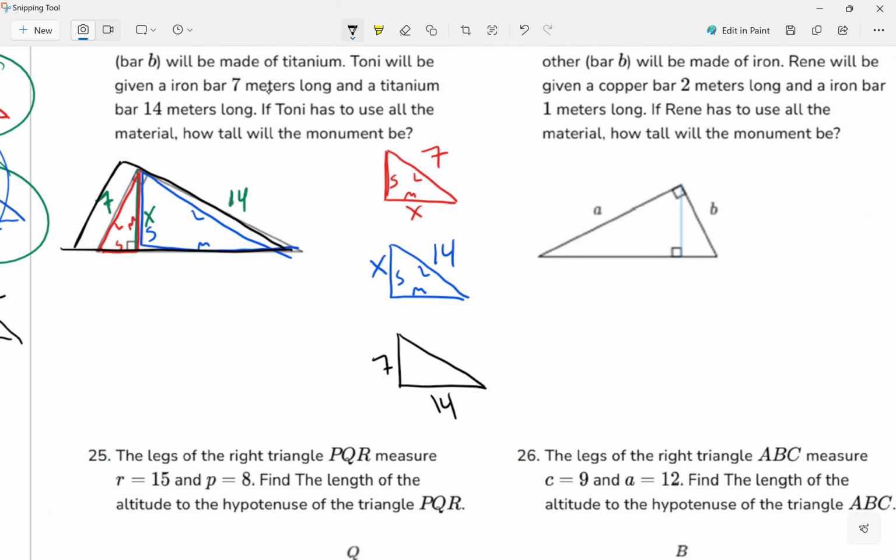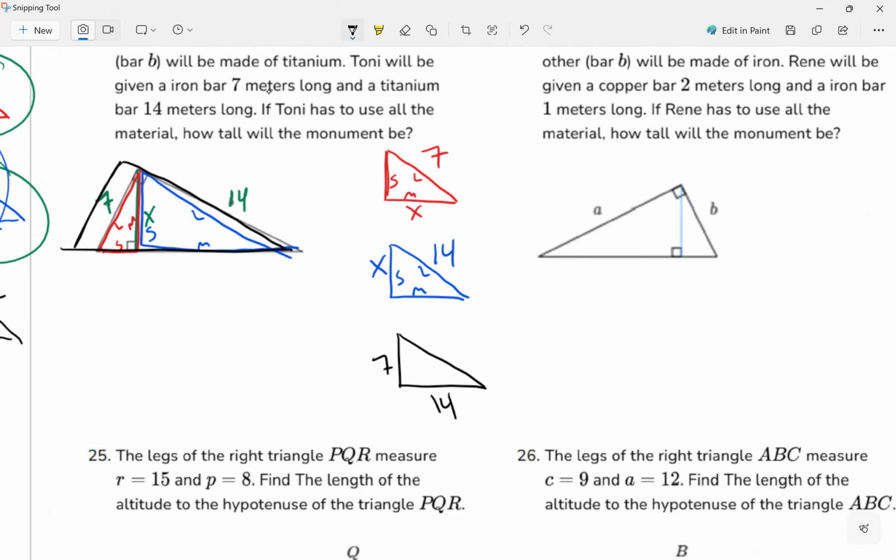Now, do we have two triangles that have corresponding sides? Okay, so let me ask this again. Are the red and blue corresponding sides? No. Are there any others? No. Now there's one thing. Notice how on the black triangle, everything is numerical, right?